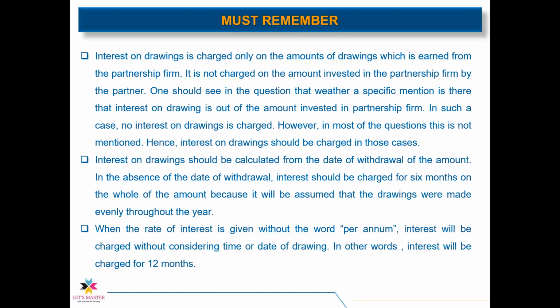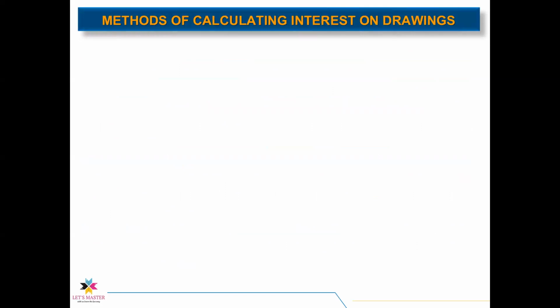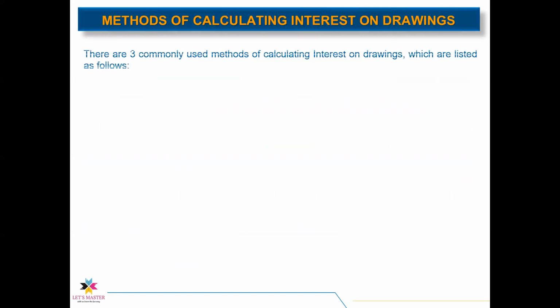So these are 3 key points that you should remember while calculating the interest on drawings. Now, if we talk about methods of calculating interest on drawings, there are 3 commonly used methods. The first one is the simple method, the second one is the product method, and the third one is the average period method. So we will look at all these 3 different methods of calculating interest on drawings.